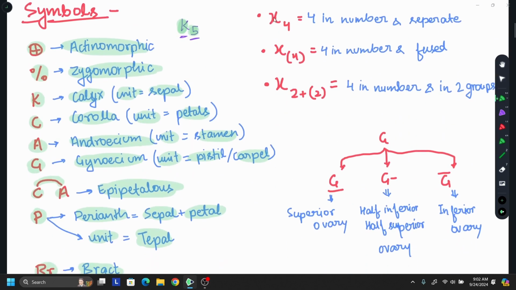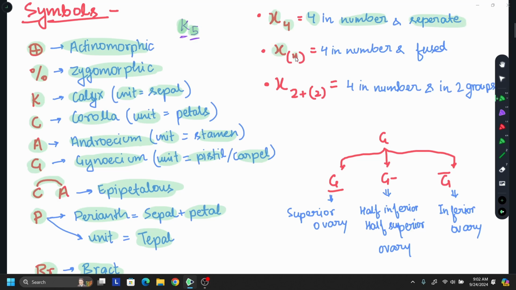So these are the terms that we can see. When we see X and 4 written here, X can be anything here, K, C, A or G. So if you see X and 4 here in the subscript, we should know that there are 4 in number. For example, if you write K4, there are 4 sepals in number and they are separate. They are not fused to each other, they are separate.